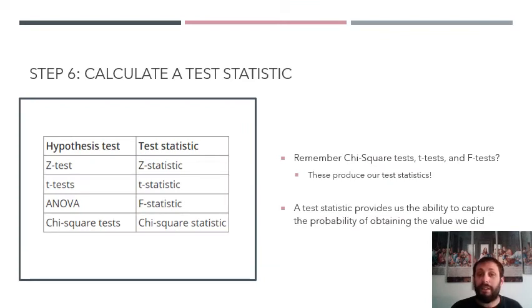Next, we're going to do something called calculating a test statistic. Now, the great thing is you've actually already learned about these previously, in which we talk about the t-statistic, the f-statistic, the chi-square statistic. What these do is they essentially provide us the ability to capture the probability of obtaining the value we did. So for example, if we ran with the example of adolescence, cognitive behavioral therapy, and levels of depression, what we're saying is, okay, we collected our data, we've already set our null and alternative hypotheses.